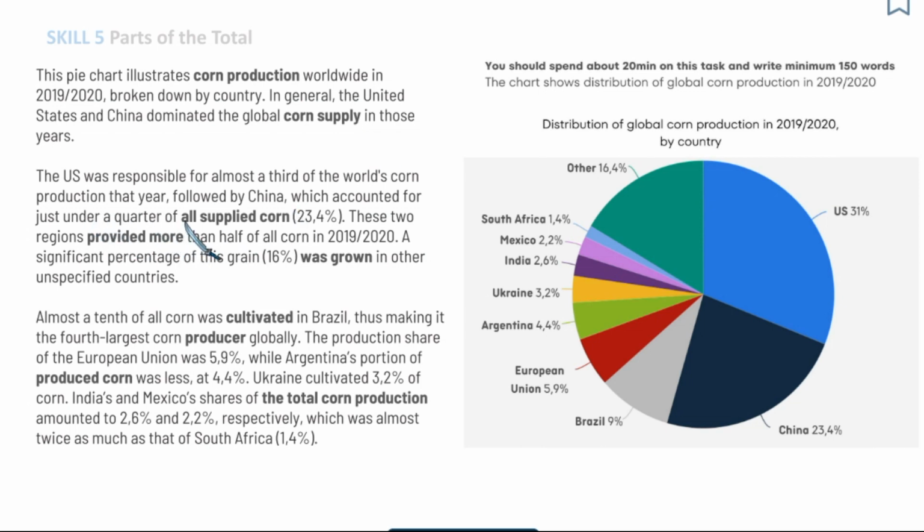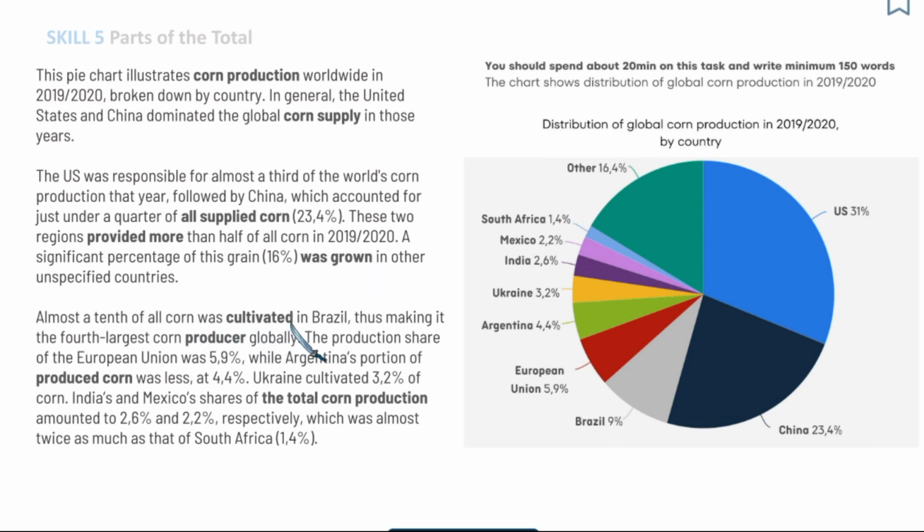A quarter of all supplied corn. These two regions provided more than half of all corn. The verb provided is used. Here we have used the word was grown in its passive form.